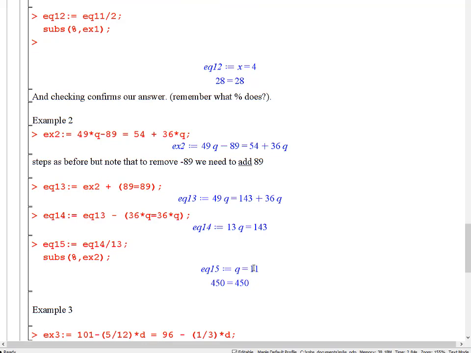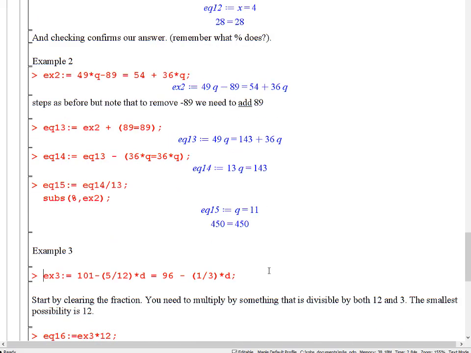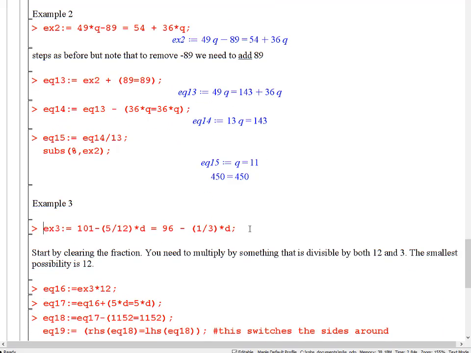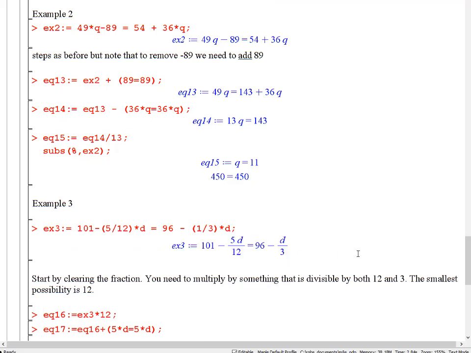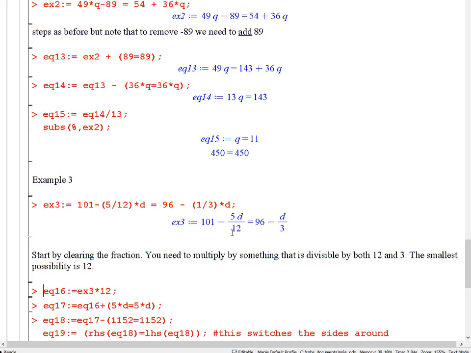Q is 11. Substitute back into the original equation. You have 450 is 450. So this is correct. Q is 11. And one final example, just to give you something that looks difficult to start with. We have fractions. Personally, I always advise just clearing these fractions at the start.